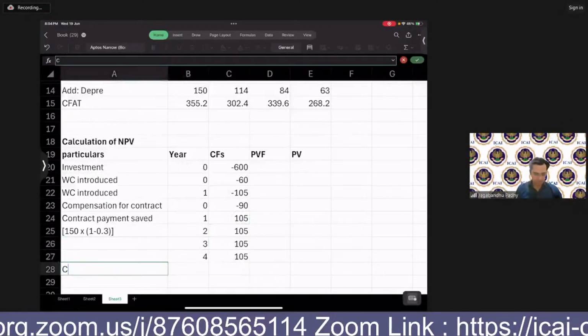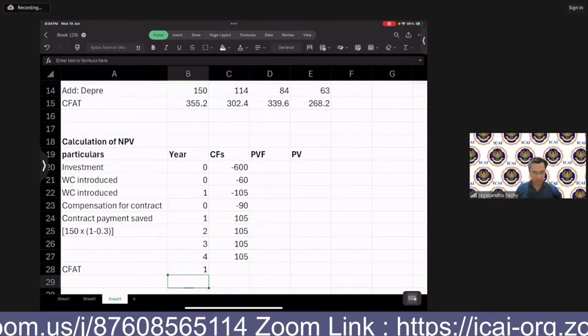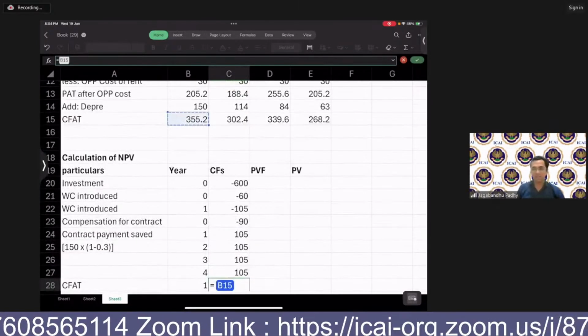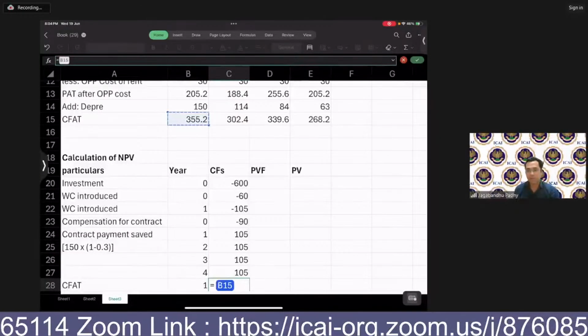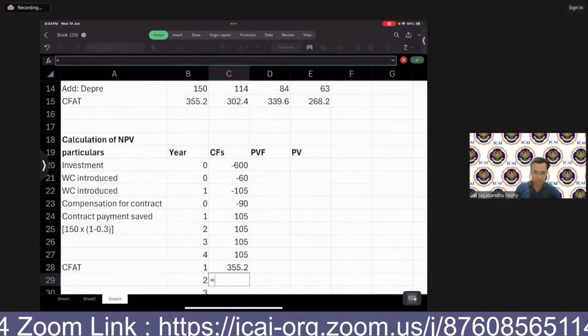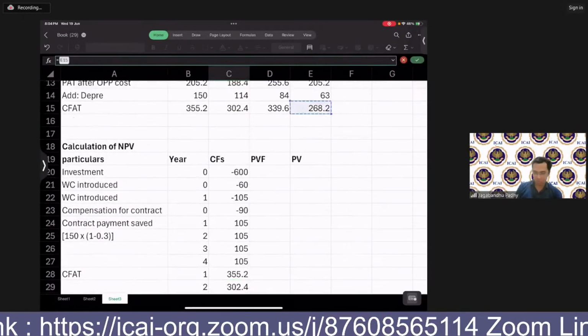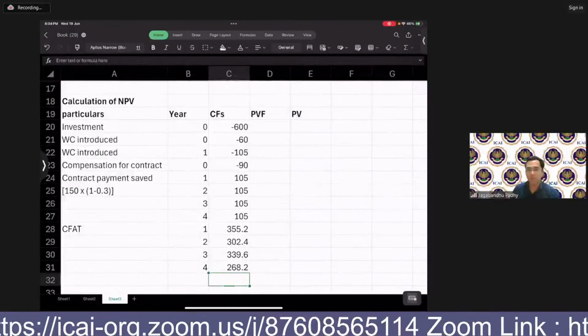Then we write down the cash flow after tax figures, which we have computed. So cash flow after tax is 355.2, and then you have 302.4, 339.6, and 268. That's your cash flow after tax.